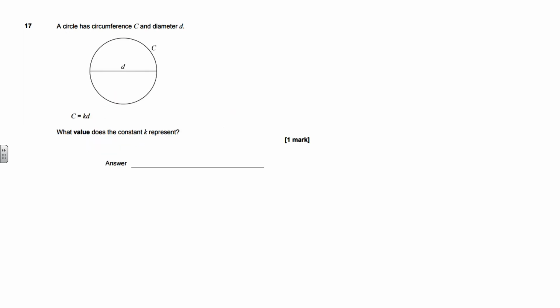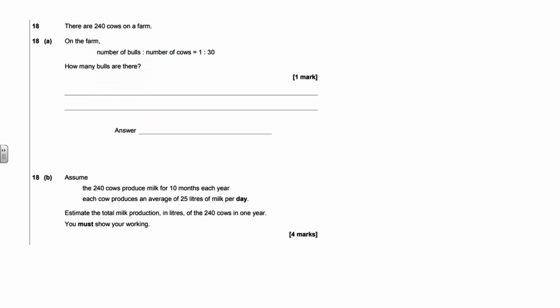Right. Question 17. The circle has a circumference C and a diameter D. C is KD. What does the value of the constant K represent? The answer is pi. Because the circumference is pi times diameter. So if C is K times D, that K would be pi. How many diameters make the circumference?